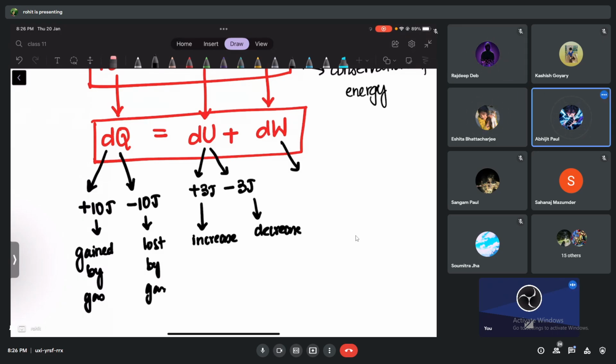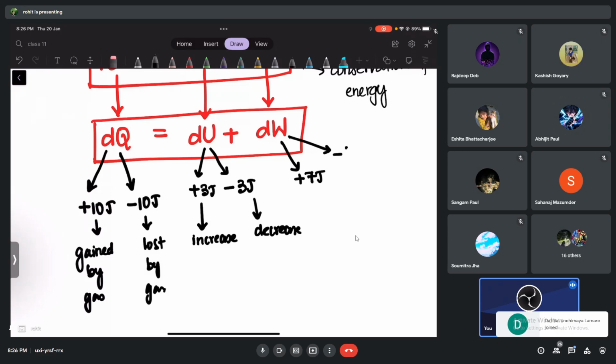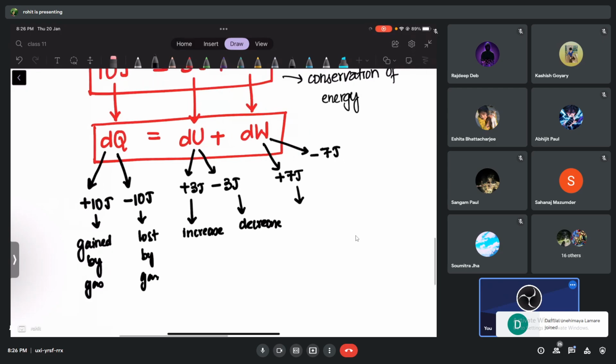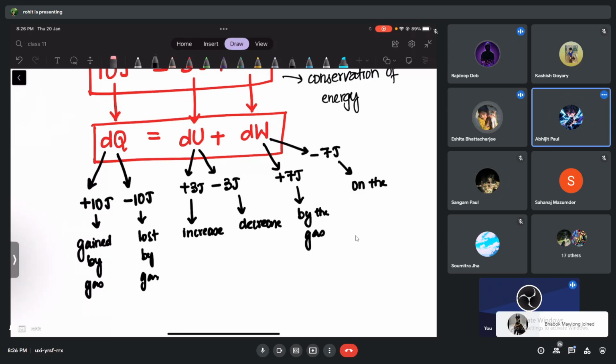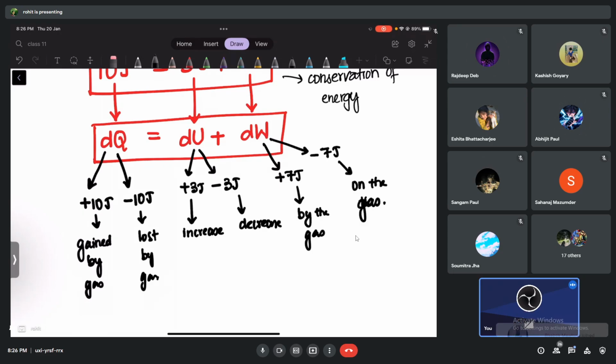And this also can have two ways. I can write plus 7 joules, I can also write minus 7 joules. Now what does this mean, guys? Is work done by the gas or on the gas? Plus 7 represents work done by the gas. And minus 7 represents work done on the gas. So see, so many ways we can look into this single formula. I can apply it to any case I want, but the numbers should match properly with the signs.